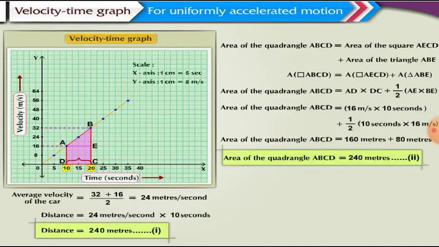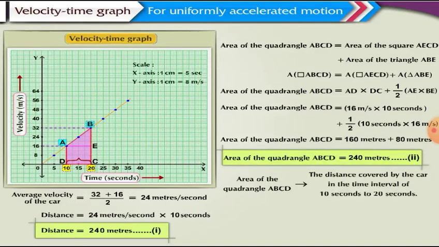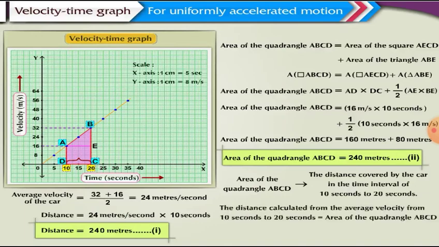Equation 2. From this, it is clear that the area of the quadrangle ABCD is the distance covered by the car in the time interval from 10 seconds to 20 seconds. From 1 and 2, we understand that the distance calculated from the average velocity from 10 seconds to 20 seconds is equal to the area of the quadrangle ABCD. After studying the motion of an object with the help of a graph, let us study the equations of motion using the graphical method.